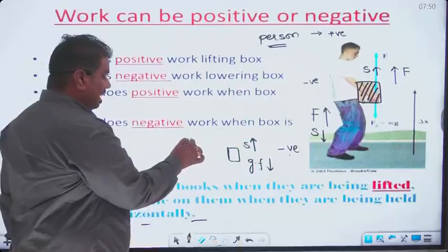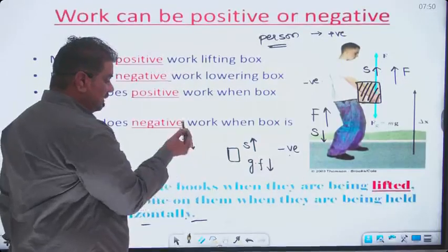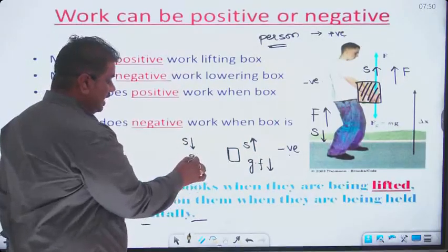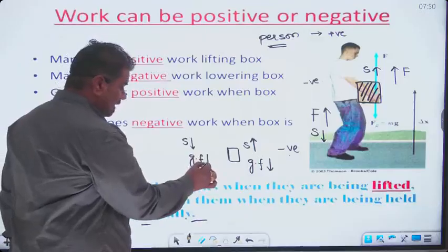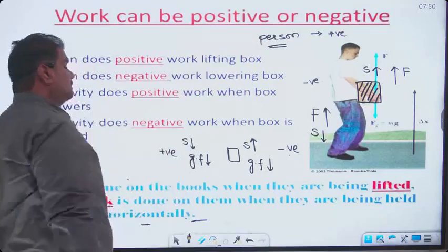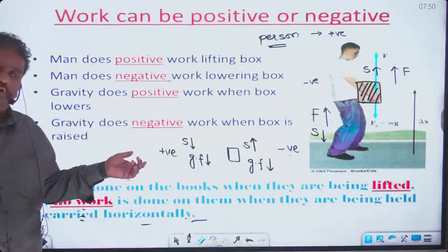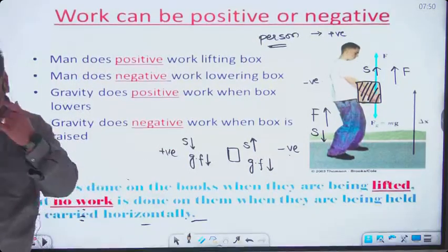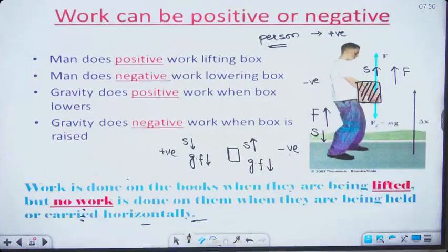So when you are placing the object on the ground, displacement is in the downward direction, gravitational force is also in the downward direction, so the work done by gravity in this particular case will be positive. Just write a few sentences here. Sandeep, I hope it is clear.